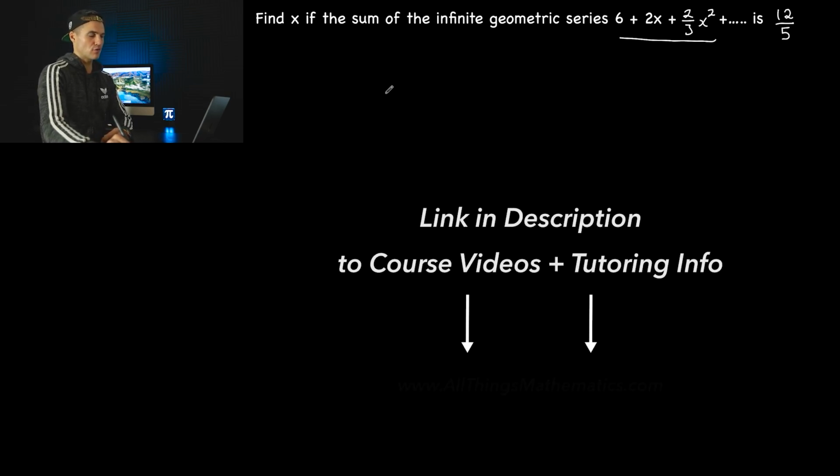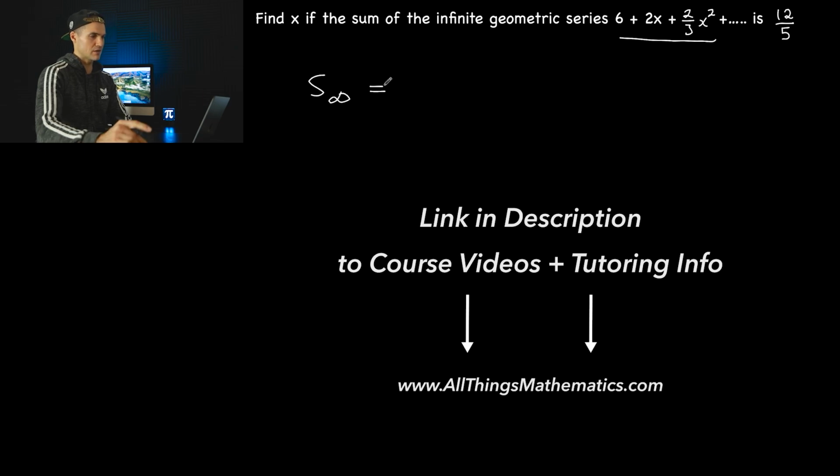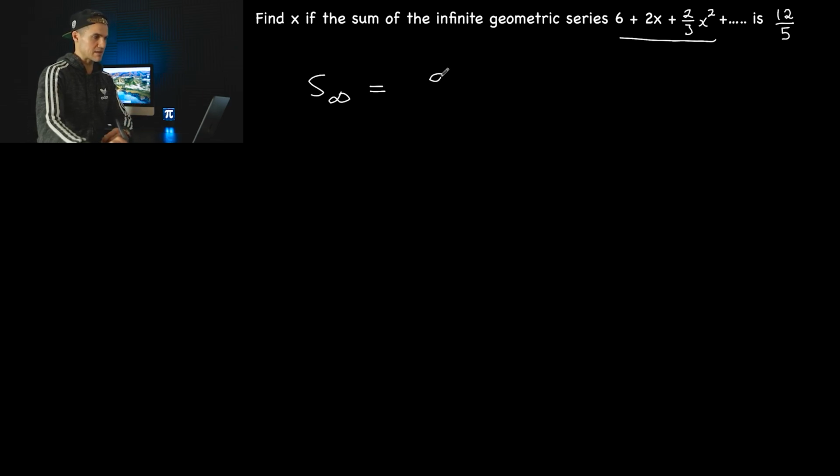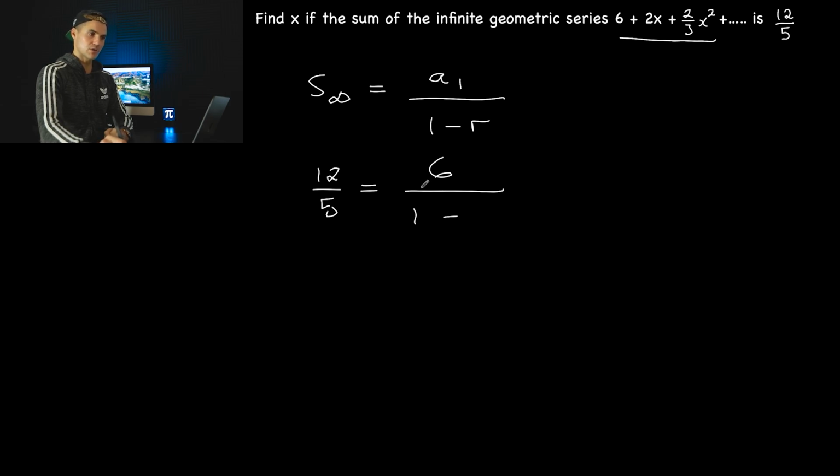For an infinite geometric series, we know that the sum is a1, the first term, over 1 minus r, the common ratio. And so we just have to plug everything in here. The sum we know is 12 over 5. The first term we know is 6. Now, the question is, what's the r value going to be?